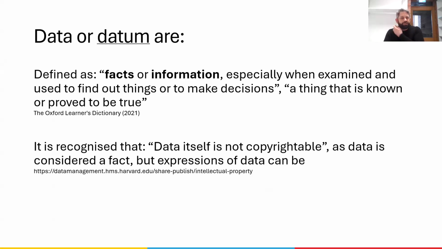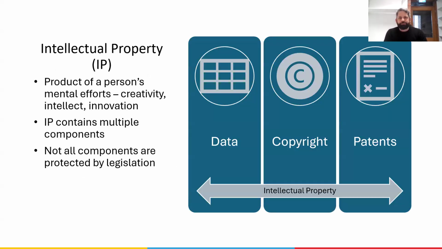So it's recognized that data itself is not copyrightable within the copyright domain, as data is considered a fact, but expressions of data can be. So the big thing to remember here is data on its own is just a fact, but it's not copyrightable, but expressions of it can be. A good example of it would be listings. If you see listings in a book, listings are not actually copyrightable, but it's the way that they're expressed that can be. Hopefully that makes sense.